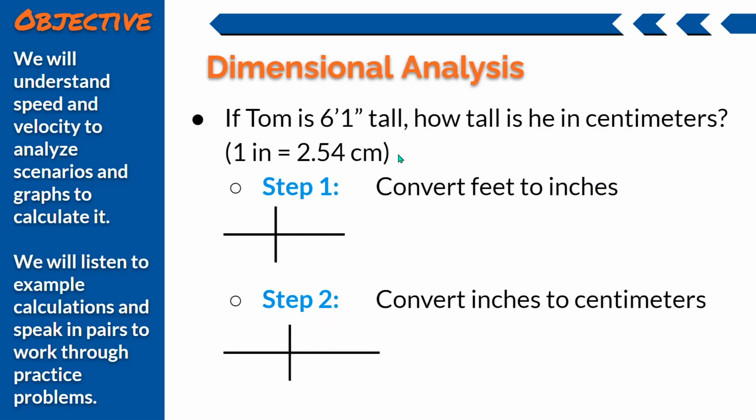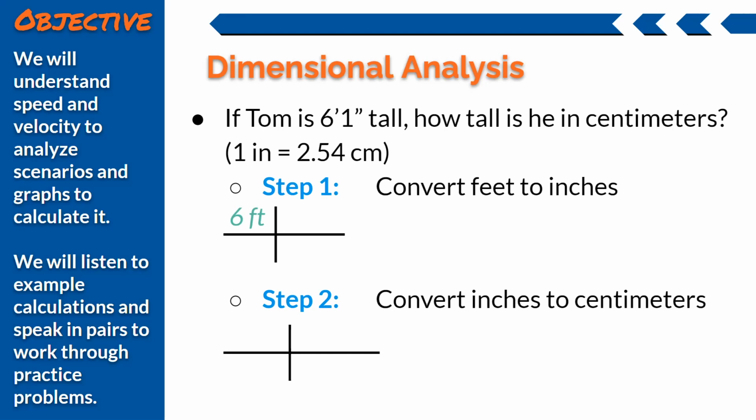All right, let's try some more practice with dimensional analysis. If Tom is 6 foot 1 inches tall, how tall is he in centimeters? This is similar to our warm-up, except we're going to go the other direction. Okay, step 1, I'm going to convert feet to inches. So Tom is 6 foot 1, which means he's 6 feet and then a little bit more, but I'm going to worry about the feet first.